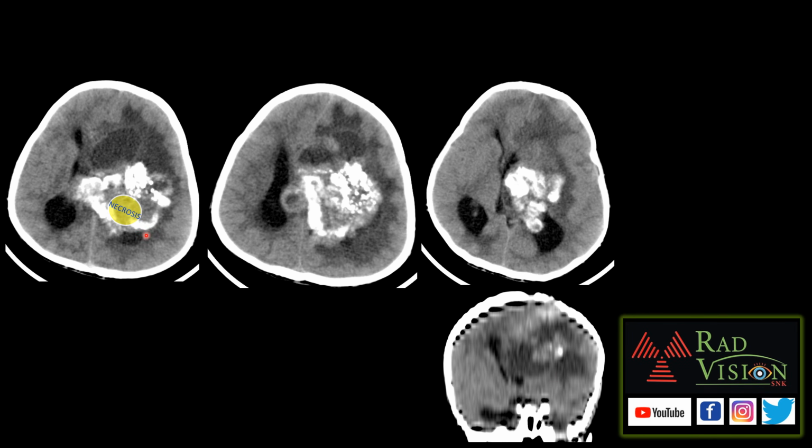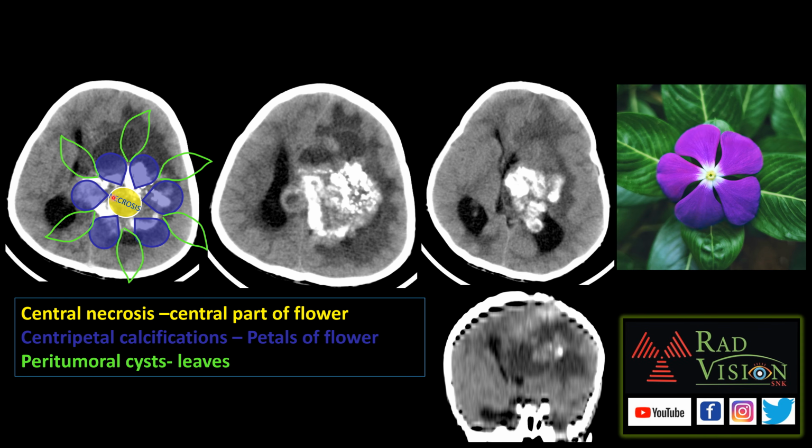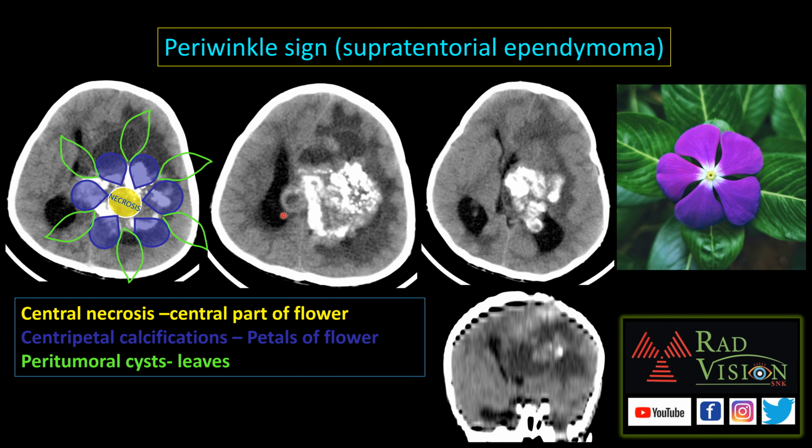So this is the central area of necrosis, and these centripetal areas of chunky calcification resemble the petals of a flower, and these tumoral cysts resemble the leaves. So this is a classical case of supratentorial ependymoma, and this is the periwinkle appearance or periwinkle sign. This is the periwinkle flower. The central necrosis is the central part of the flower, the centripetal calcifications are the petals, and the peritumoral cysts resemble the leaves adjacent to the flower. So remember periwinkle sign in supratentorial ependymomas.